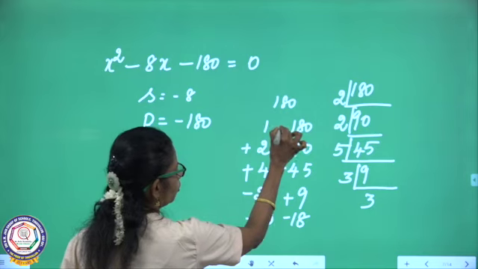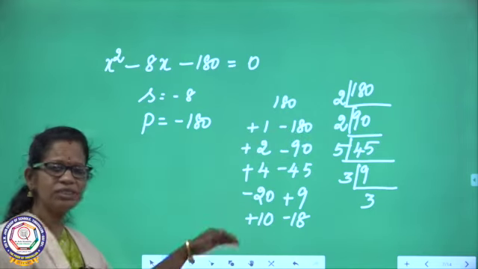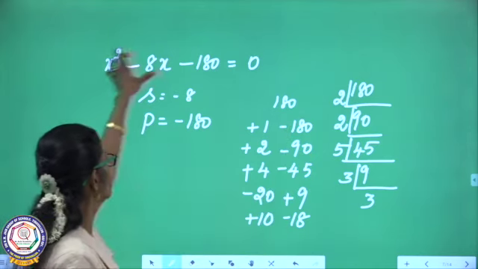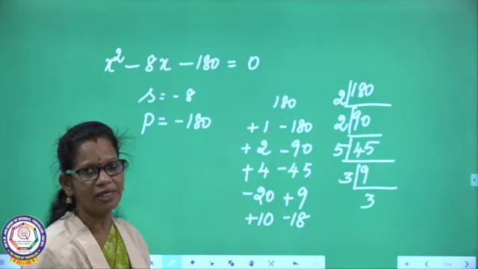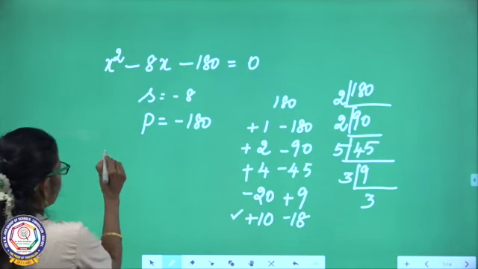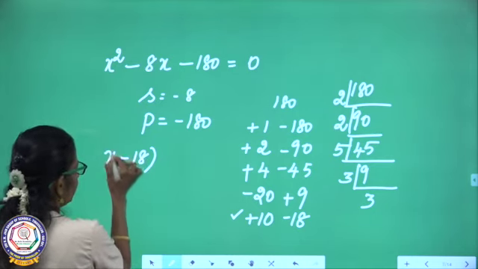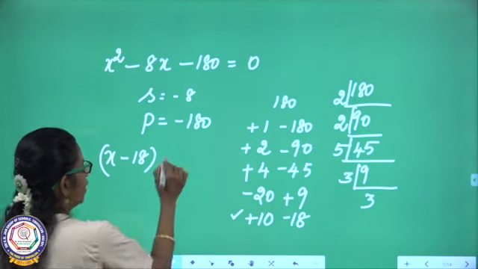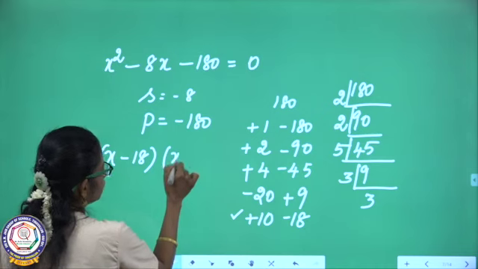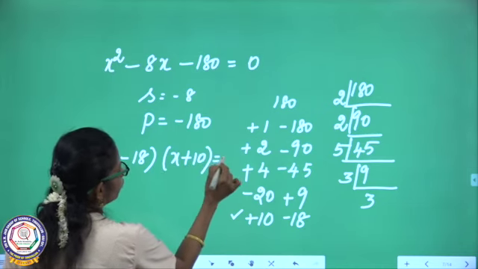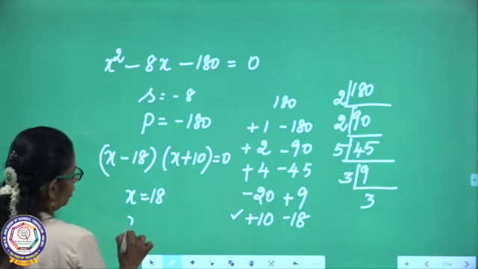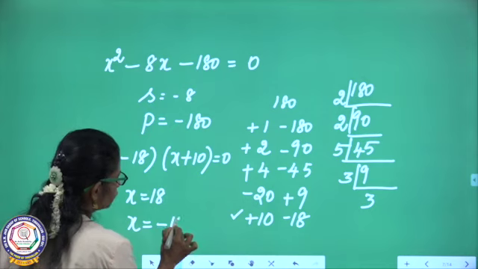Negative, positive. Here, which is apt for the sum? Which is apt for the sum of the equation? 10 and minus 18, through mental calculation. Next, x minus 18 into x plus 10 equal to 0. x is equal to 18, x is equal to minus 10.